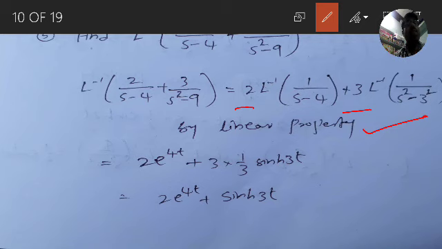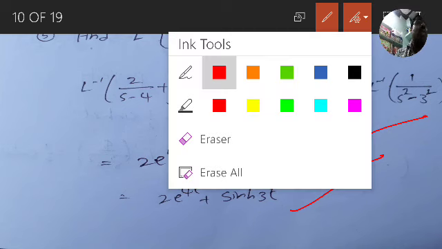What is that? Yes, good. 1 by a sinh at. Here 1 by 3 sinh 3t. That gives the answer. Now what is the answer? 2 into e power of 4t plus sinh 3t. This is a previous question for 3 marks. Note it down. Completed. Let us go to the next.